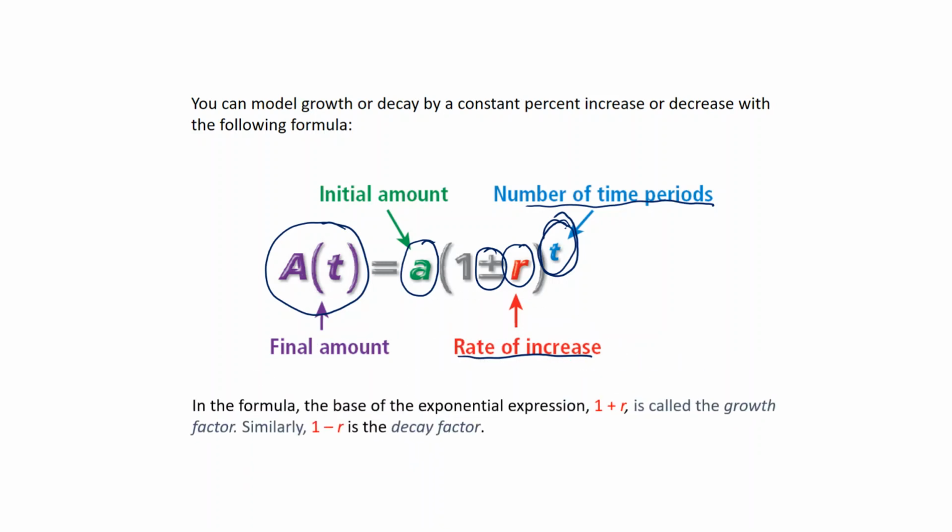Time is not dependent on the final amount. So in the formula, the base of the exponential expression 1 plus r is called the growth factor, and similarly 1 minus r is the decay factor.